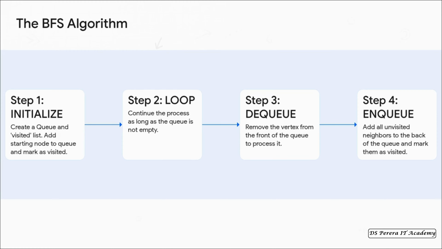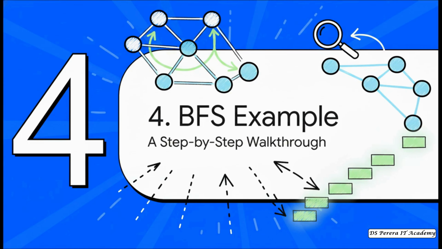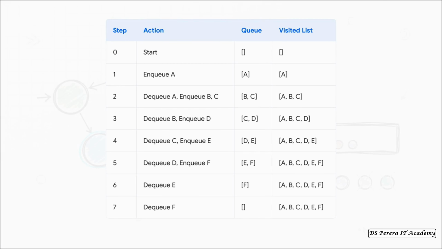Okay, theory is great, but let's be honest. The best way to really understand an algorithm is to see it in action. So let's walk through a complete example, step by step, to make this whole process crystal clear. All right, let's trace this on a sample graph, starting from node A. Really keep your eye on how the queue and the visited list change with each step.